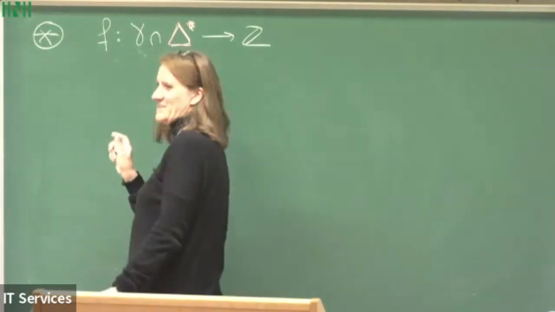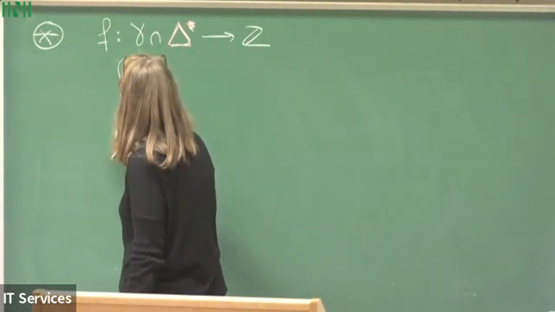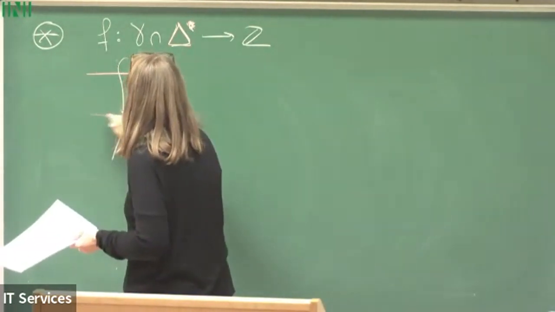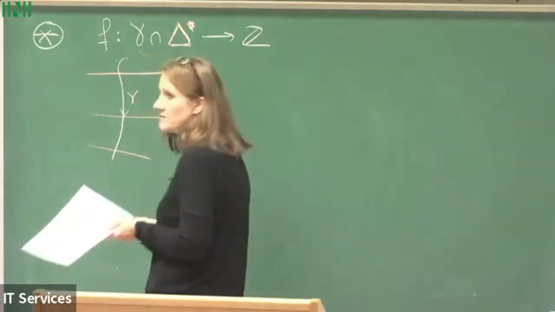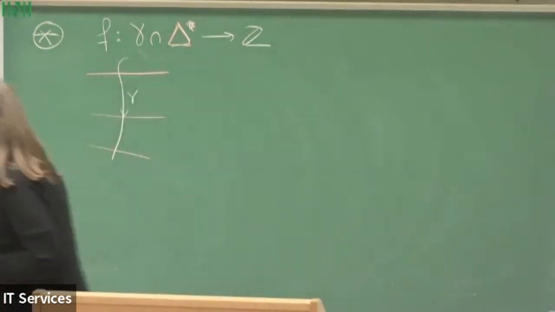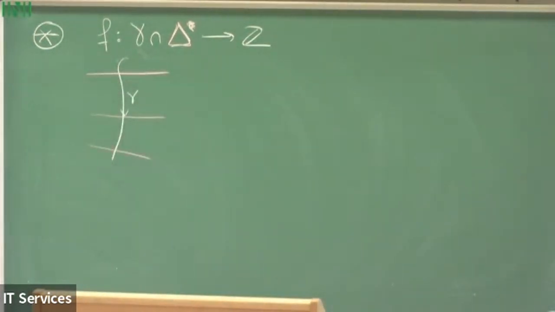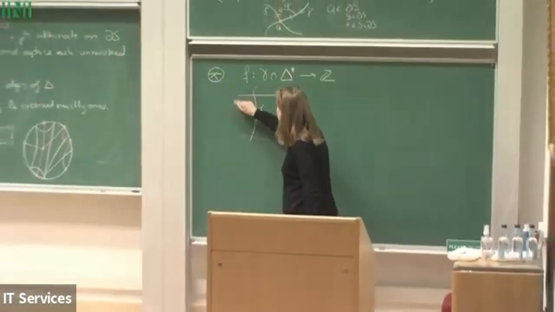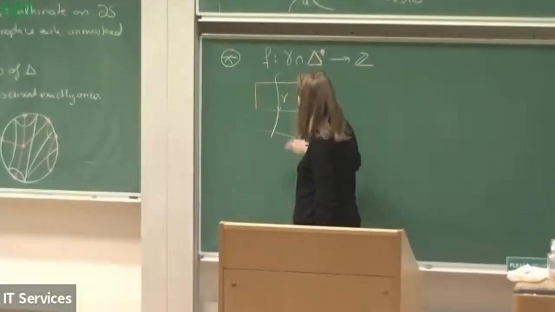Okay, let's see if I can do this. So we have our curve gamma, and then we have an intersection with the dual graph here. And if you look, then this dual graph also cuts the surface into polygons. And so I can always look how it traverses two polygons.